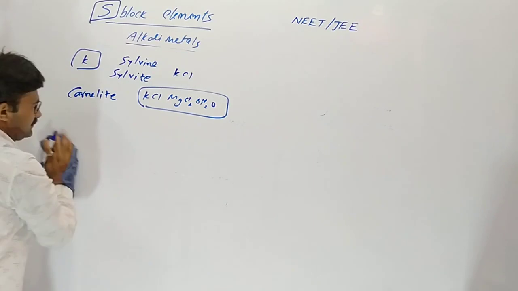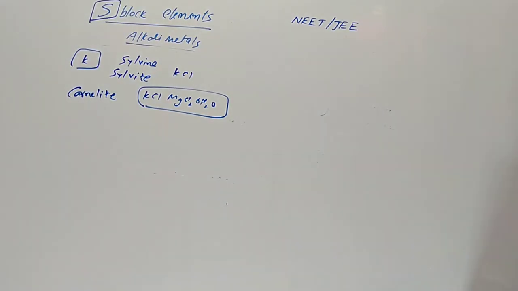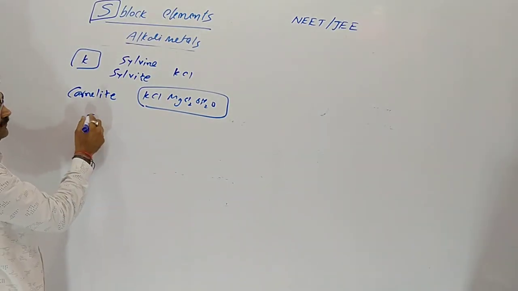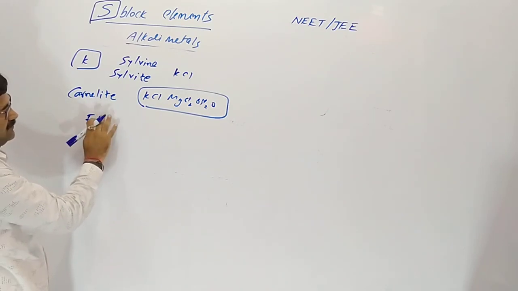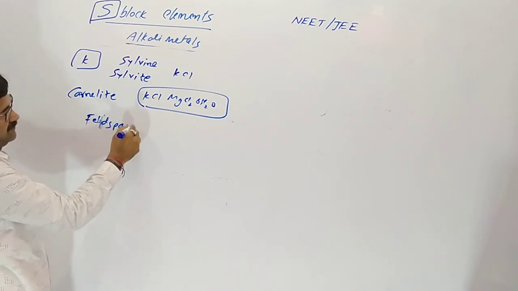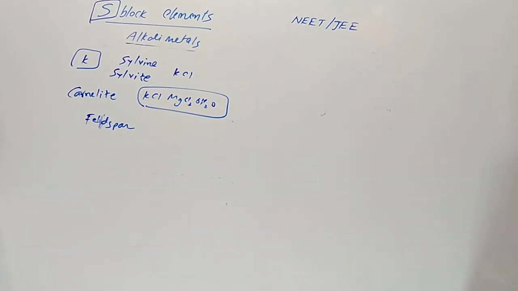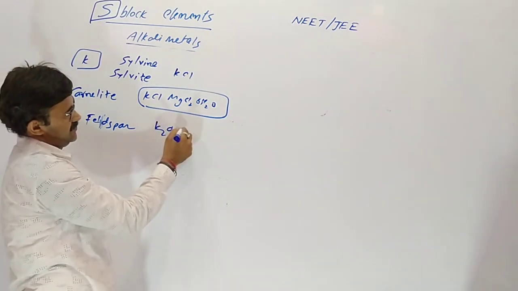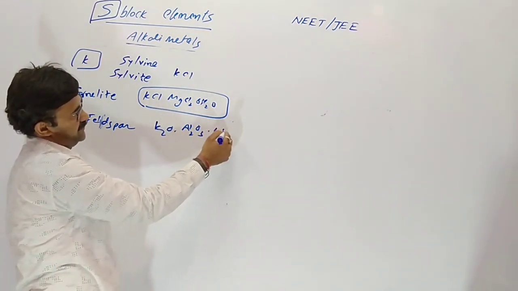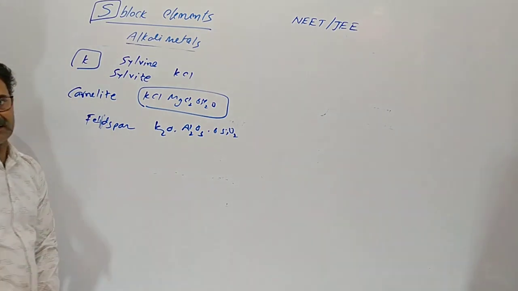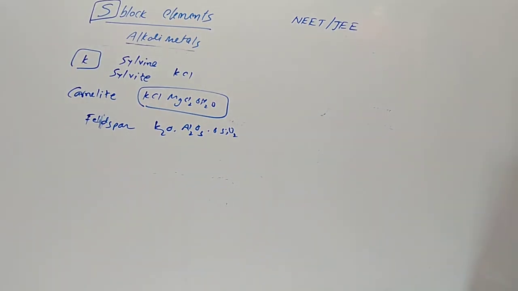Then after feldspar, K2O, Al2O3 into 6SiO2. Now some important physical properties of group number 1 we are going to discuss.